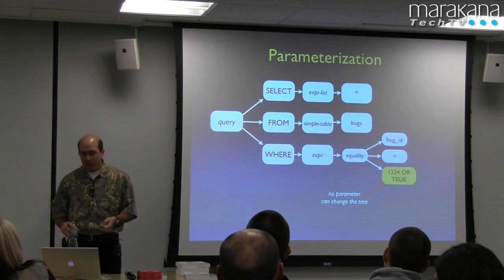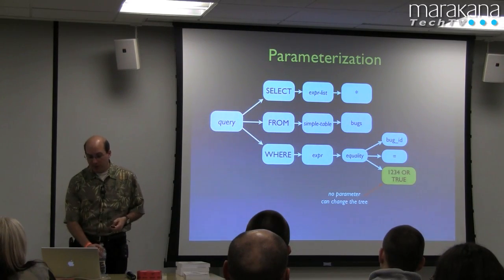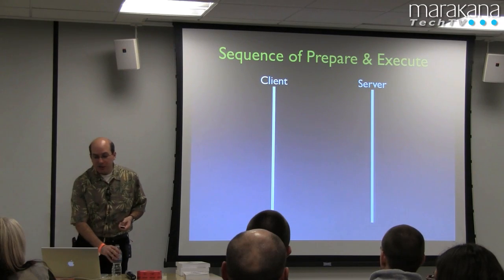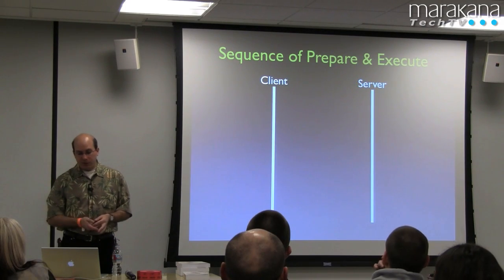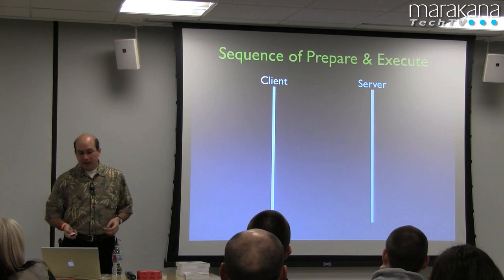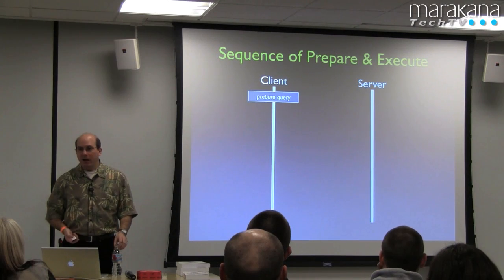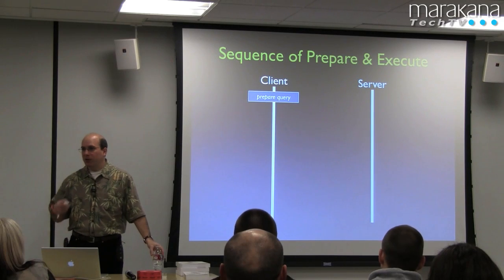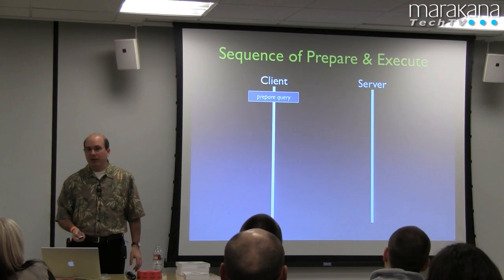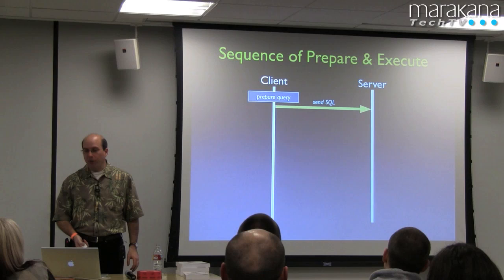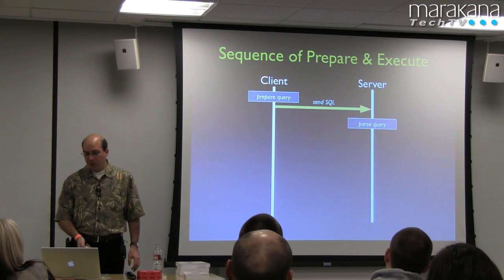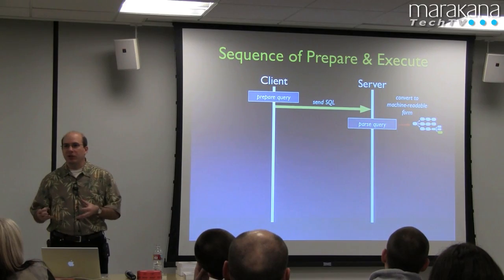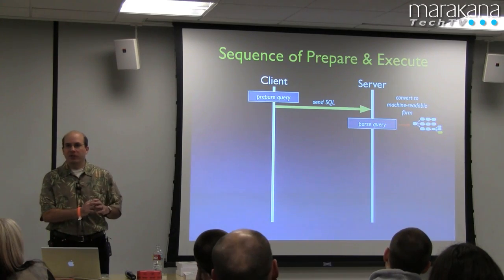Let me show this in a different way to go over it in a sequence diagram. If you have a client and a server, a client is an application, the server is your RDBMS, and you do a prepare of this query, including the parameter placeholder, the question mark that I showed. You send that SQL string to the server where it gets parsed and turned into that internal representation with the knowledge that part of it is a placeholder.